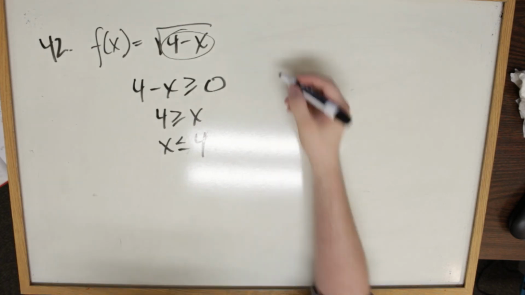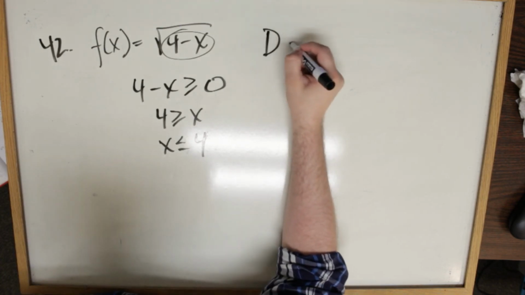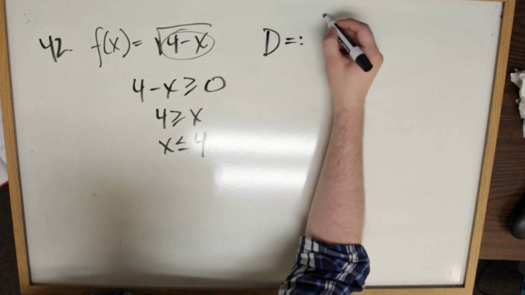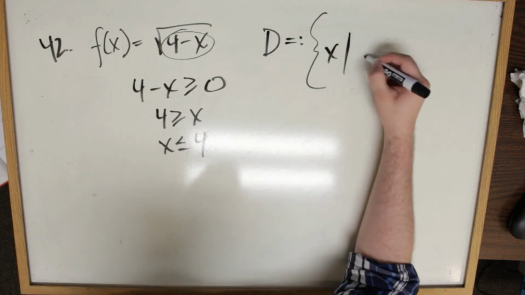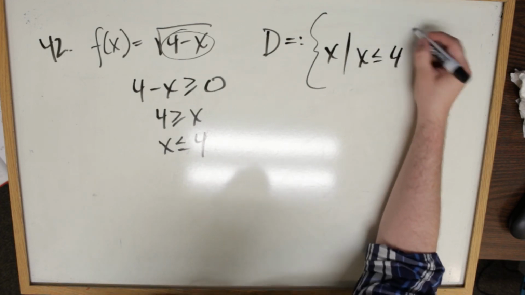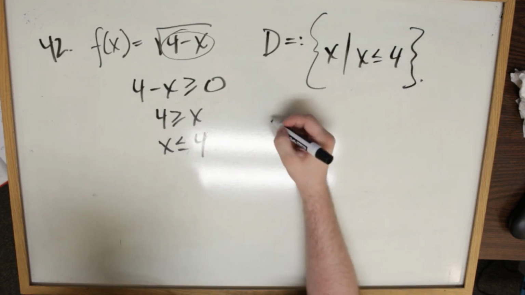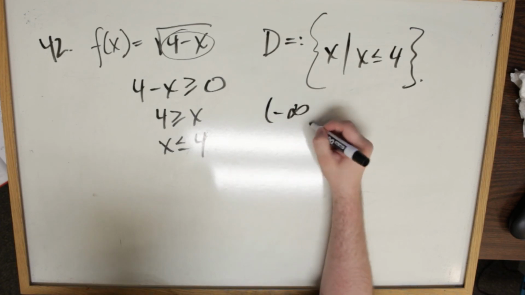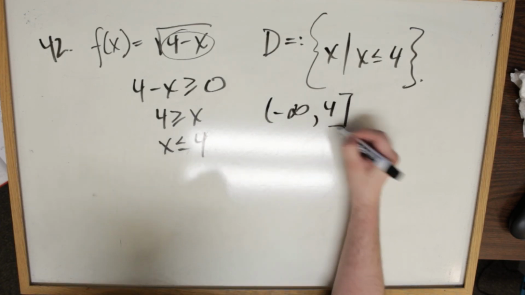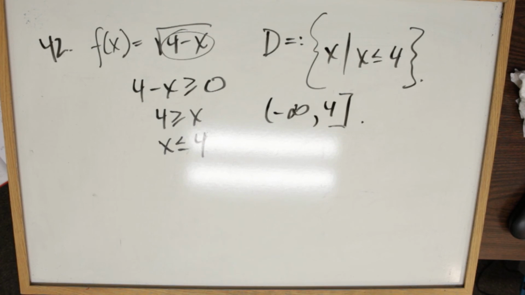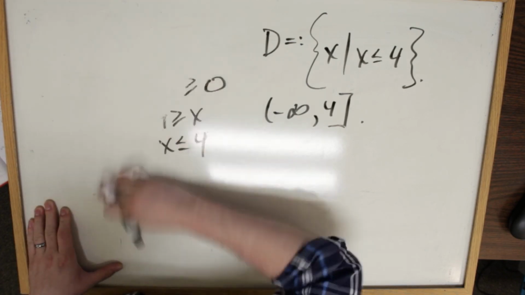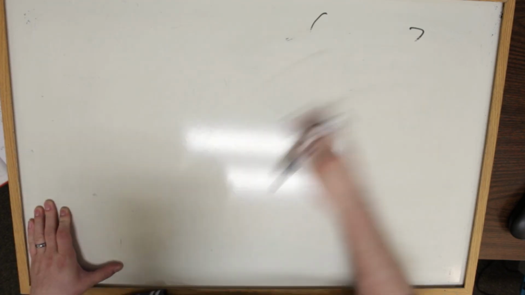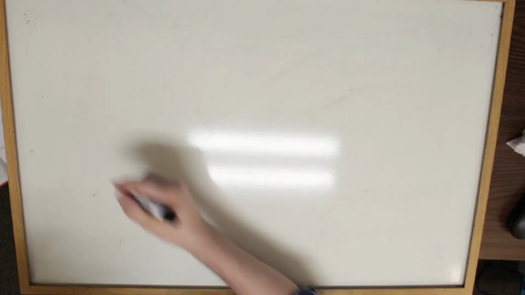So the domain here is going to be x such that x is less than or equal to 4. Or what you could say is from negative infinity all the way up to 4. And that's going to be a square bracket. All right, let's go ahead and take a look at something that combines both radical and rational expressions. 46.